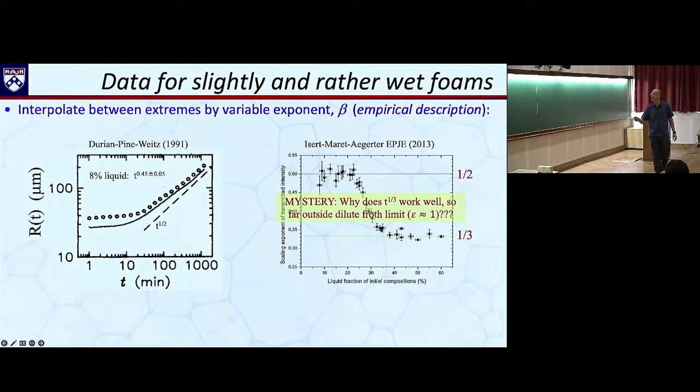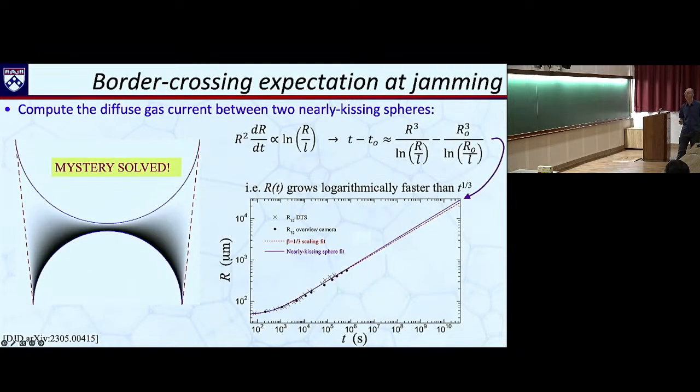But Georg found 1/3 is attained much closer to jamming. So this is a big mystery. Why does this work? I have an explanation. Border blocking. Okay, so we're going to do the same trick as before.